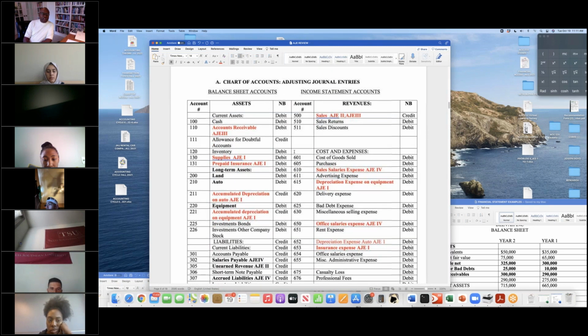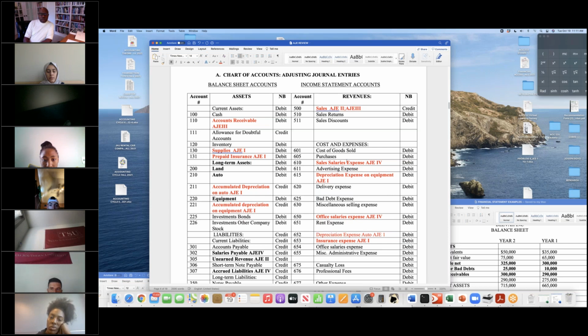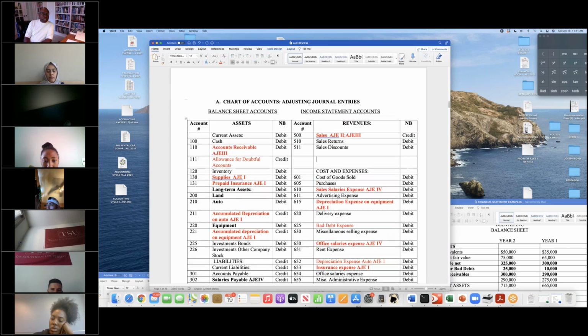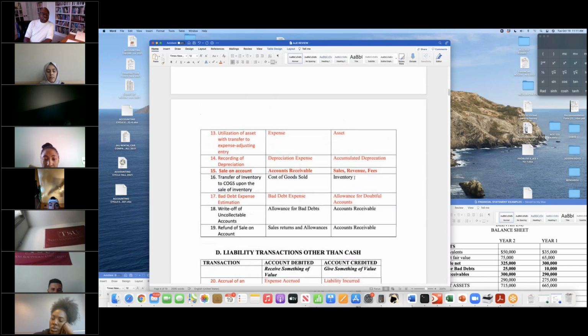Then I've come to the chart of accounts again, and I put in red the accounts that are typically involved when we make adjusting entries. And I'll go on and do bad debt expense, and the allowance for doubtful accounts. So now I have put in red the accounts. Then I've showed you where they are type wise.